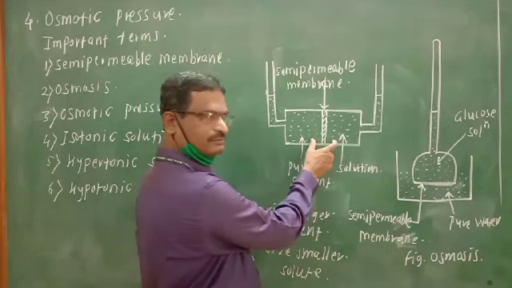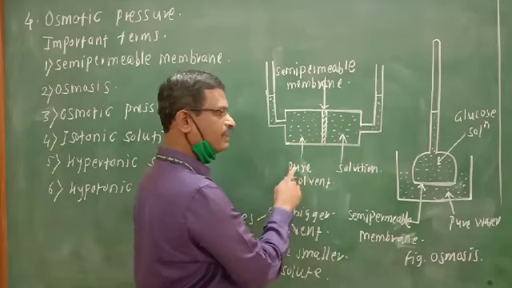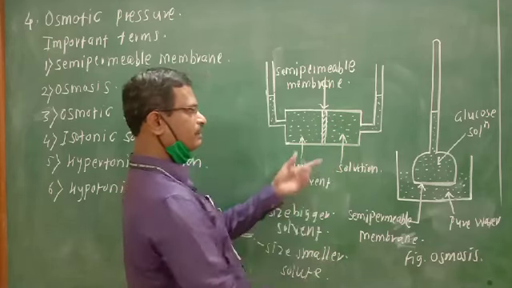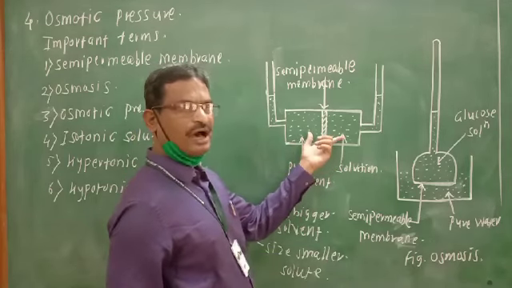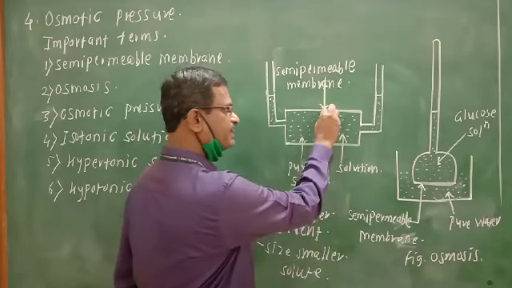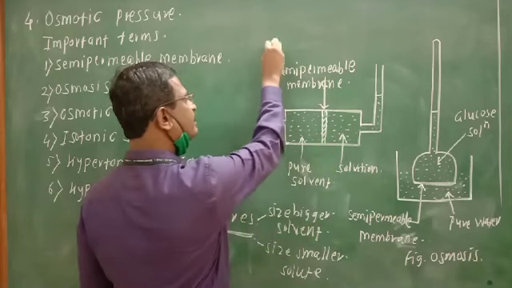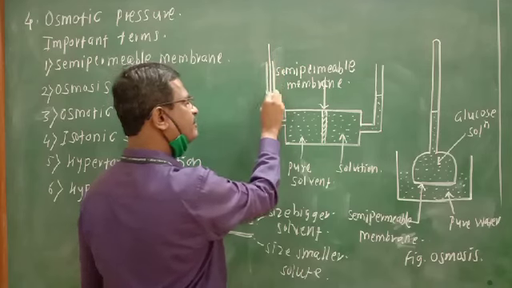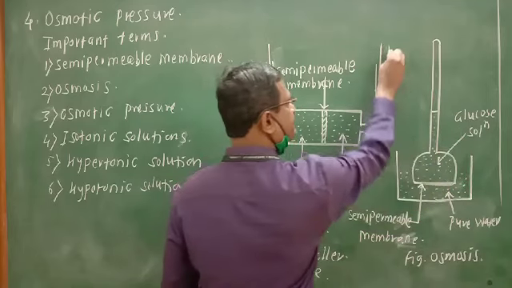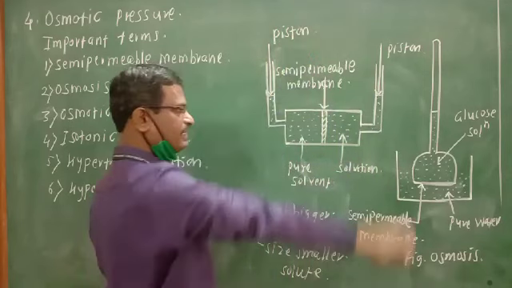This apparatus is divided into two compartments. In one compartment I have taken a pure solvent. In the other compartment I have taken a solution. And the solvent and solution are separated by one membrane known as a semi-permeable membrane. This part is the semi-permeable membrane. On this side, a weightless and frictionless piston is applied. On this side also, a weightless and frictionless piston is applied. On both sides, it is a weightless and frictionless piston.